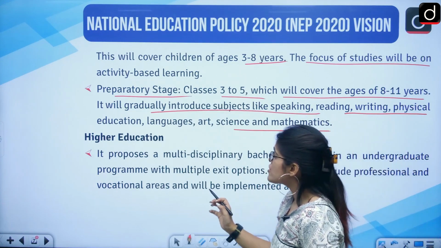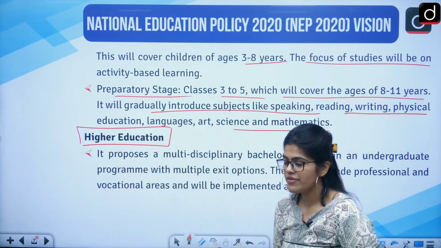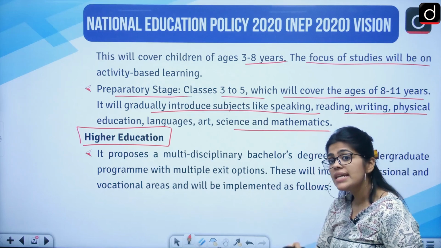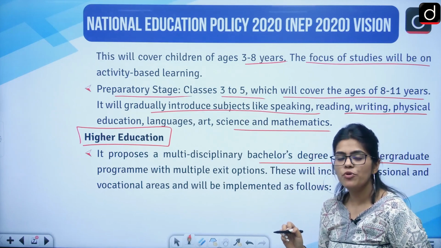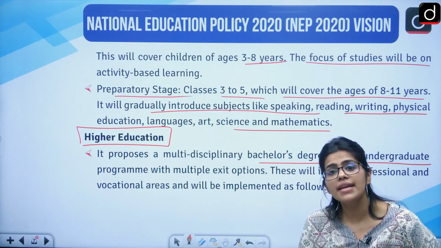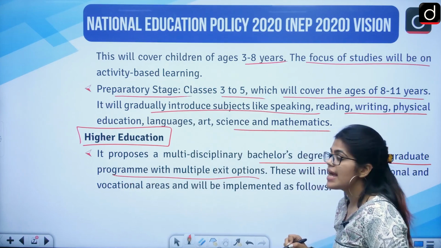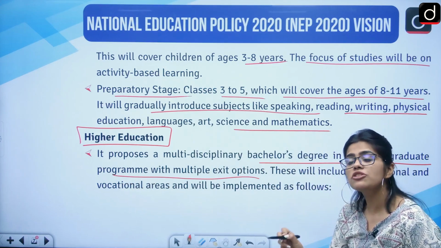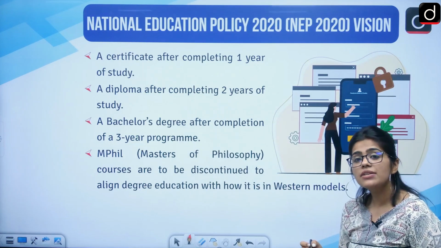Then there are also some of the changes that we see at the higher education level. So it proposes a multidisciplinary bachelor's degree in the undergraduate program that has free entry and exit options. There are multiple entry and exit options. Also, vocationalization of the areas was seen. What were these entry and exit points?